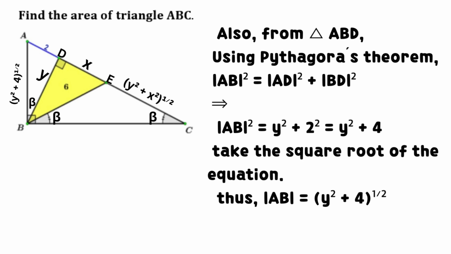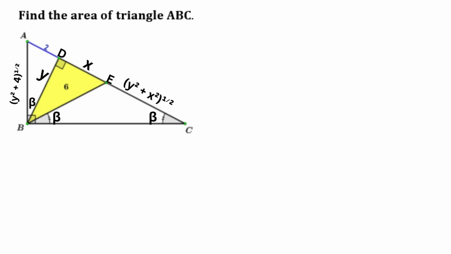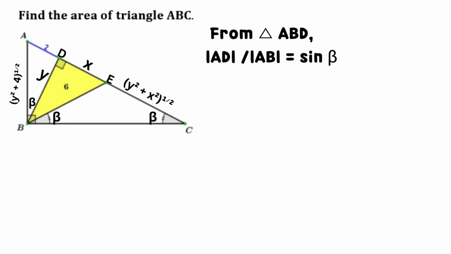Also, from triangle ABD, using Pythagoras theorem, we obtain an equation for the square of AB as shown on the screen. It implies that the square of AB equals the sum of the square of Y and the square of 2, which equals the square of Y plus 4. Take the square root of the equation. Thus, AB equals the square root of the sum of the square of Y and 4.